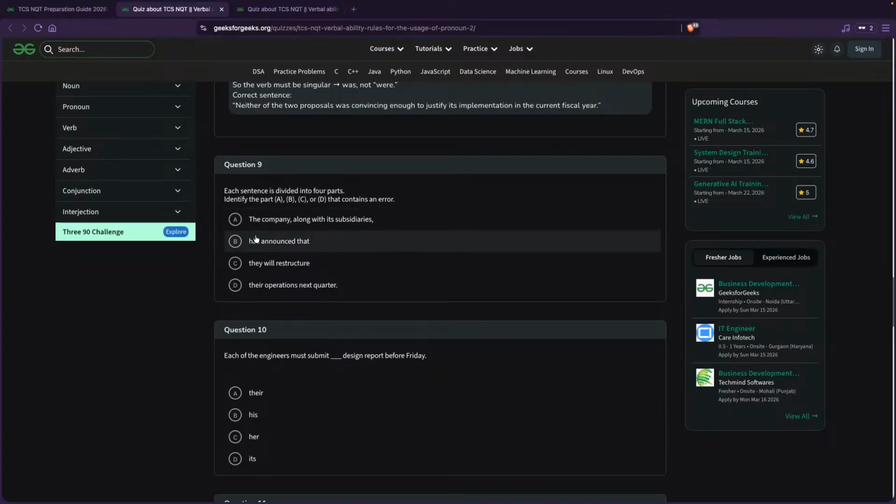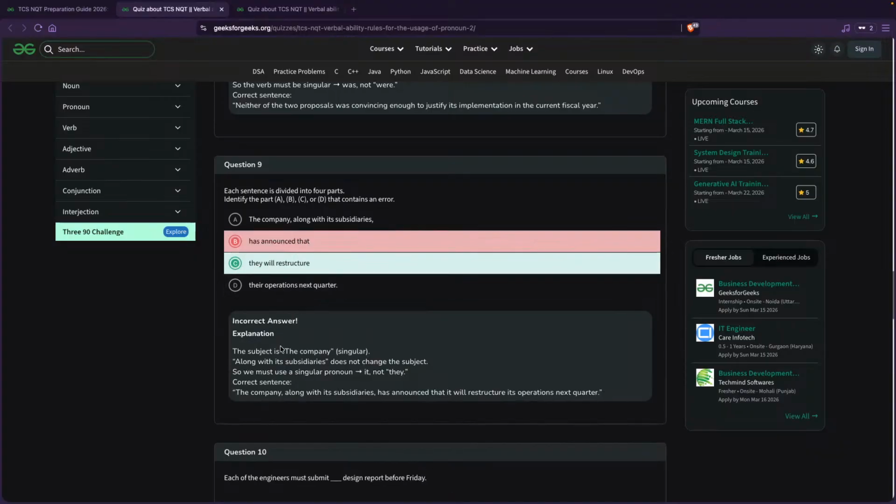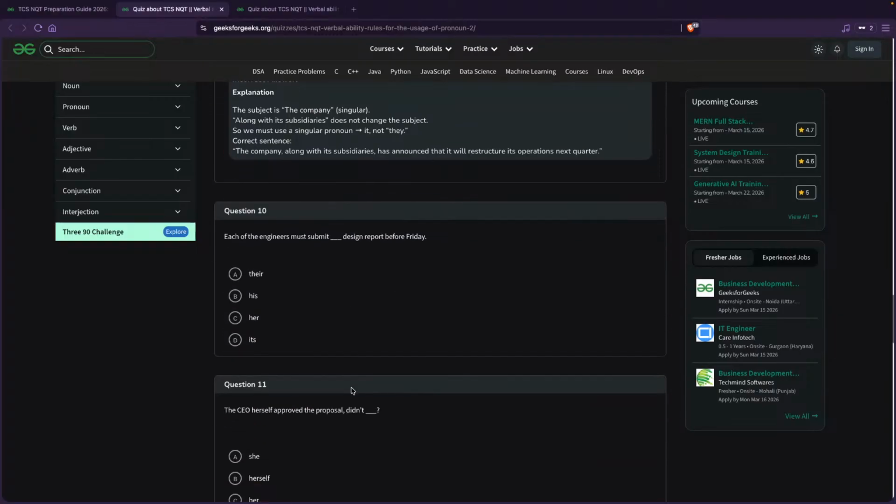The company along with its subsidiaries has announced that they will restructure their operation next quarter. The company along with its subsidiaries have announced. No, they will. Actually, the subject, the company, is singular. Along with its subsidiaries does not change the subject. So we must use a singular pronoun, it, not they. It will restructure. Yeah. Okay.